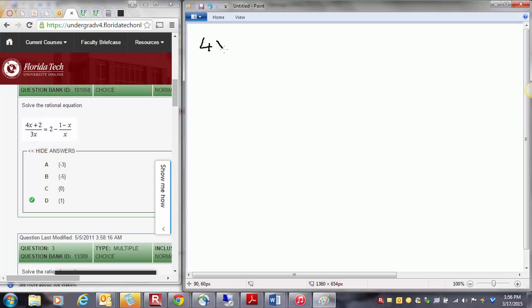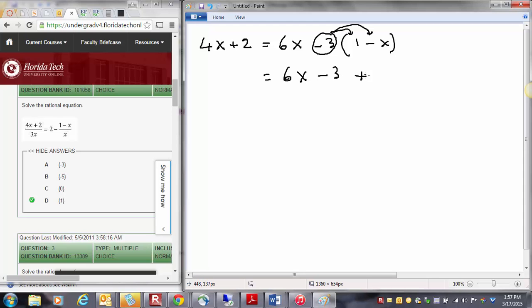So let's go ahead and multiply the first term by 3x, then the 3 and the 3x will cancel. So this would be 4x plus 2. Multiply 3x times 2, that would be 6x. Now, multiply 3x by this one, the x and the x will cancel, and we end up with negative 3 multiplied by 1 minus x. Therefore, let's distribute the negative 3 by 1 and by negative x. So this is equal to 6x minus 3 plus 3x. And of course, 6x plus 3x is 9x minus 3.